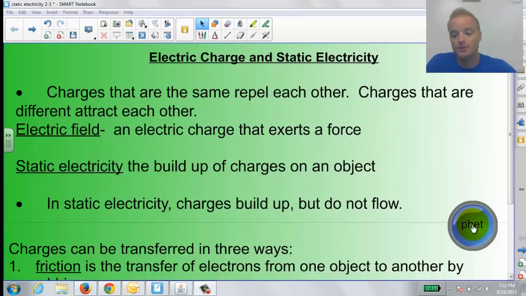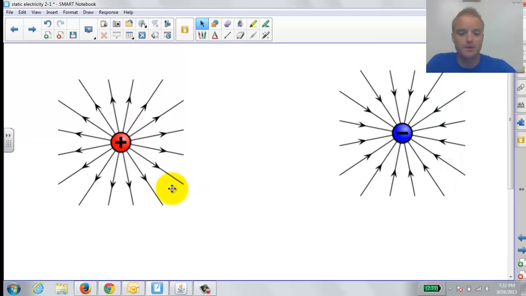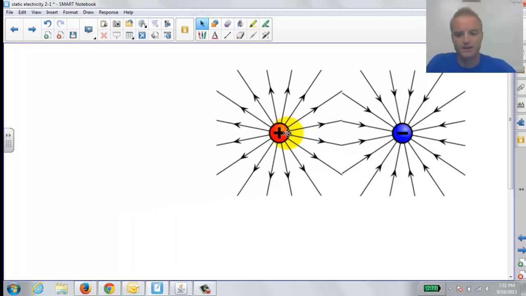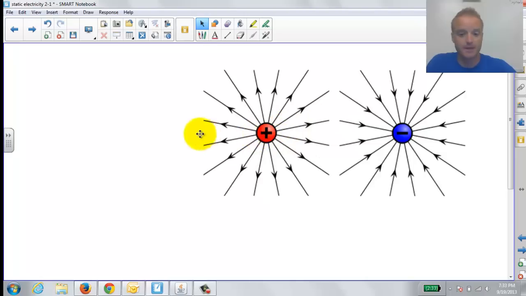Now, I want to take a jump ahead here. If you have a positive charge here, here's a positive electrical charge, and here's that electric field around it. And over here, here's a negative charge, and the negative field around it. And you can see, if you put them side by side, you see these arrows going the same direction, so these opposites would attract.